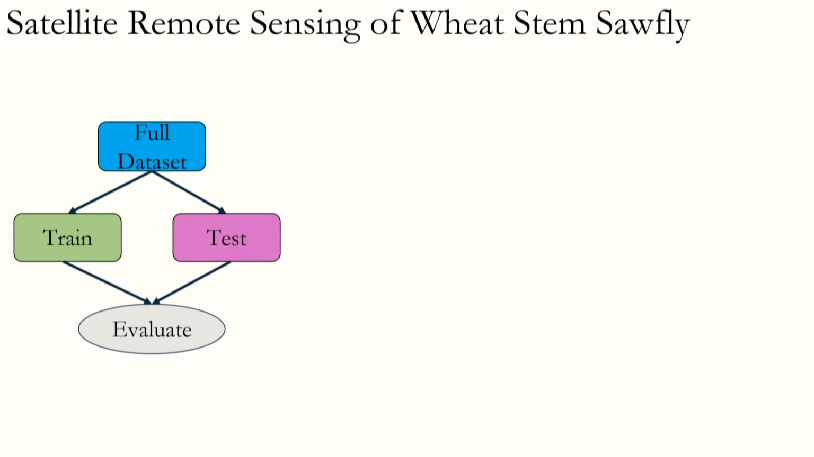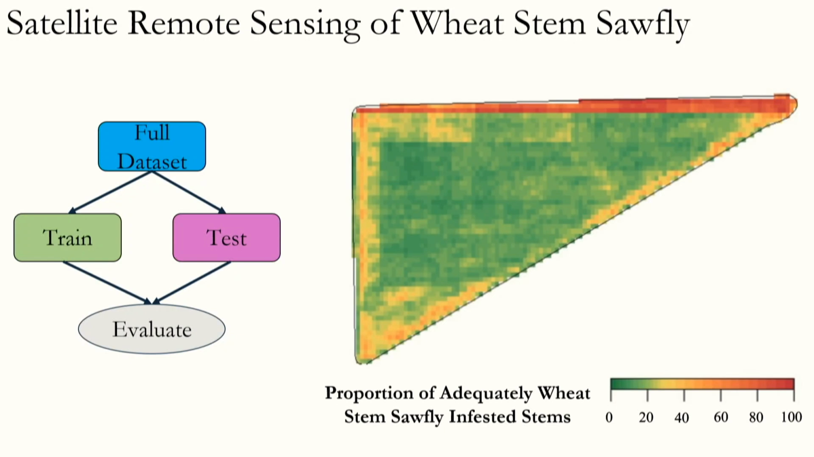I give it most of my data to train, withhold the rest of it to validate, and then I can interpolate that across the rest of the field, and we get a map that I think looks pretty close to what we'd expect sawfly infestation to look like, where we have some of the highest infestation predicted along our edges, and then as we move inward, it tends to dissipate.